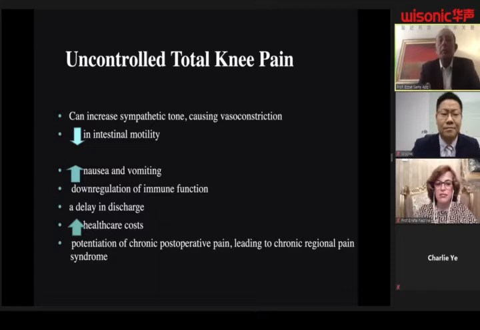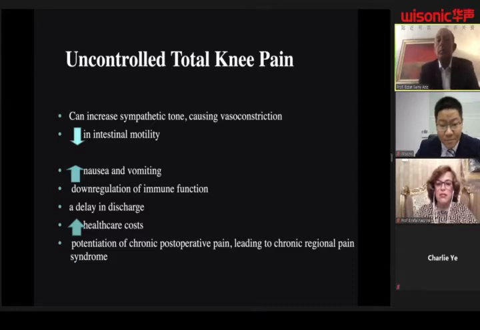So if you have a patient with uncontrolled total knee pain, you will have a delay in discharge, you will increase the health care costs, and most importantly, if you don't give the patient good pain relief, you can potentiate the chronic postoperative pain syndromes. So you will have a patient ending up with chronic pain syndromes, and this will be an extra cost for the patient and on the health system.